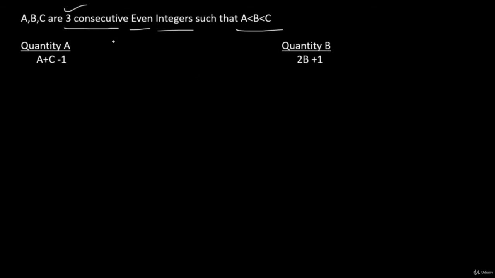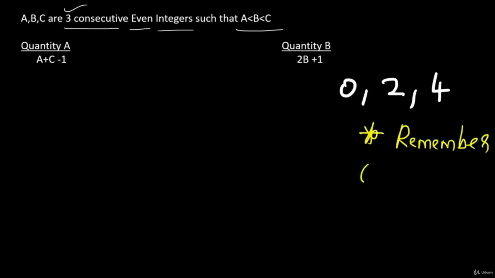Let's take three consecutive even integers. I can take 0, 2 and 4, right? These are consecutive even integers. Remember, 0 is even, right? Because 2 into 0 is equal to 0. Alright, now over here we have three consecutive even integers.